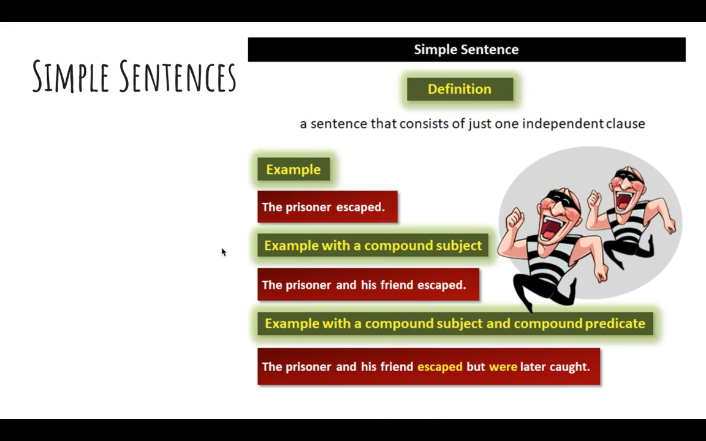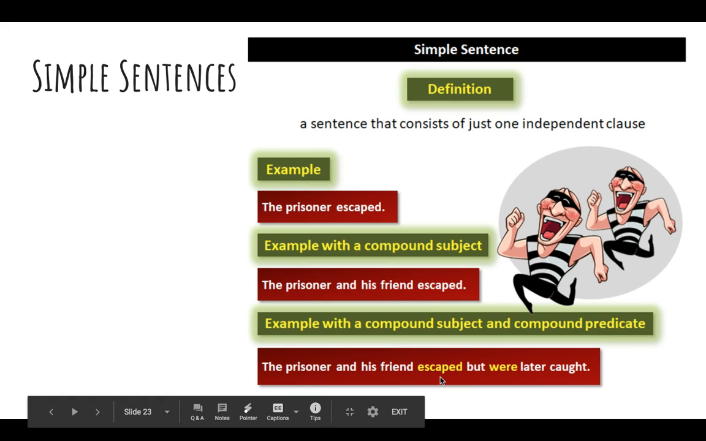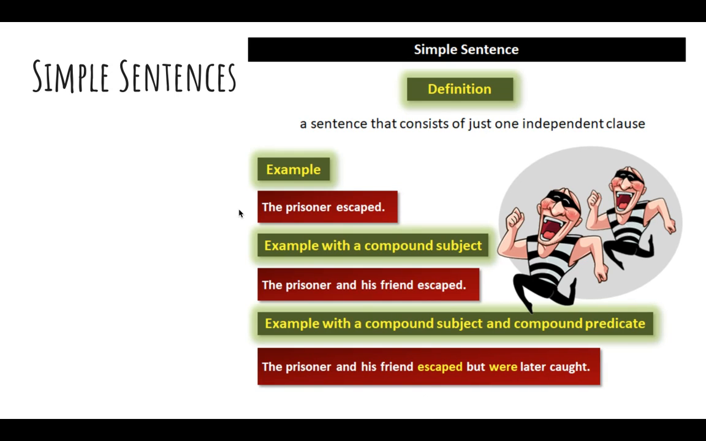We also yesterday talked about compound subjects and compound predicates. Even if there's a compound subject or predicate, it's still a simple sentence unless you add another independent clause or dependent clause. So the prisoner and his friend escaped. That's still just a simple sentence with a compound subject. The prisoner and his friend escaped, but were later caught. That's still a simple sentence because it's just one independent clause, even though it's a long one.